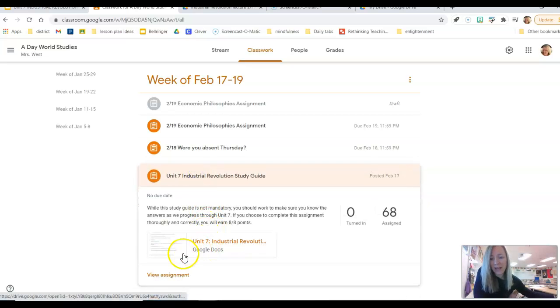Your Industrial Revolution study guide. If you have not done it yet, please get after it. If you choose to complete this assignment thoroughly and correctly, you will get 8 points.